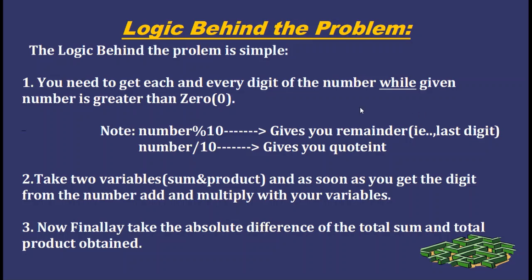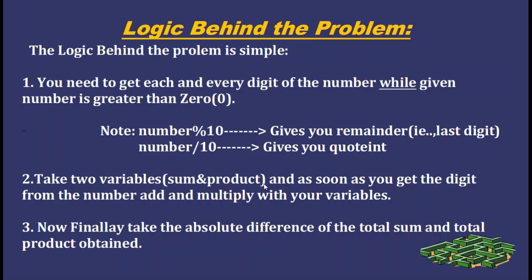So you get all the digits through this logic, and you would declare two variables, one for storing the total sum and one for the total product. Each time you divide and get the digit, you would add it to the sum, and similarly you would multiply it with the product.